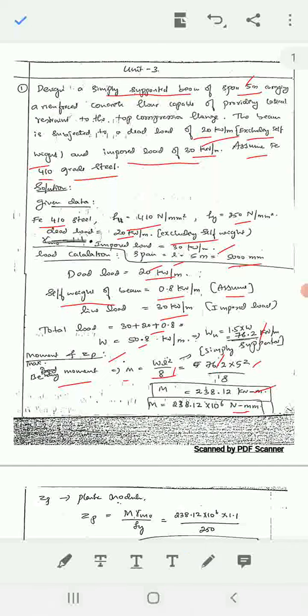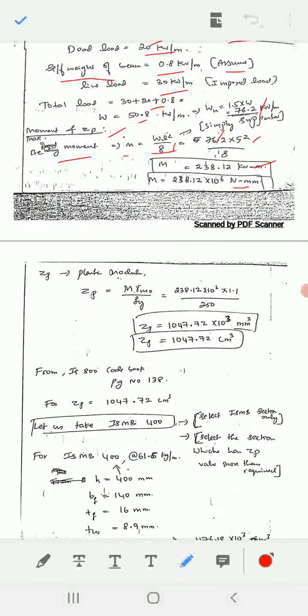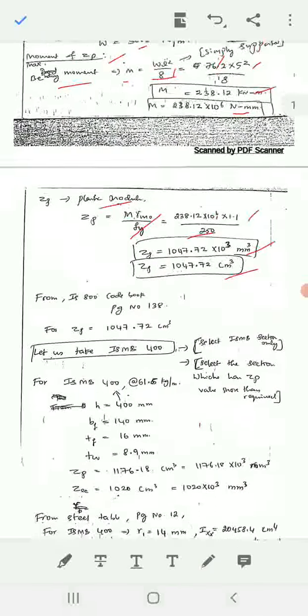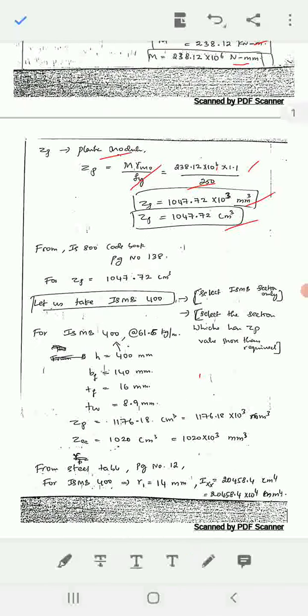Now we have to calculate the plastic modulus, that is the ZP value. ZP, the plastic modulus, is M into gamma m naught by Fy. So M is 238.12 into 10 raised to 6, gamma m naught is 1.1, Fy is 250. You will get the ZP value in mm cube, that is into 10 raised to 3 mm cube, or else 1047.72 cm cube. You eliminate 10 raised to 3 and you will get it in centimeter cube. So I have to go to the code book now, page number 138, right? I'll show. There you will get the ZP value. We got a ZP value of 1047.